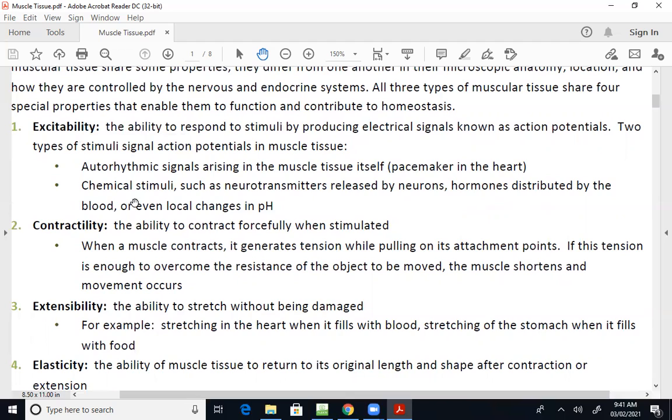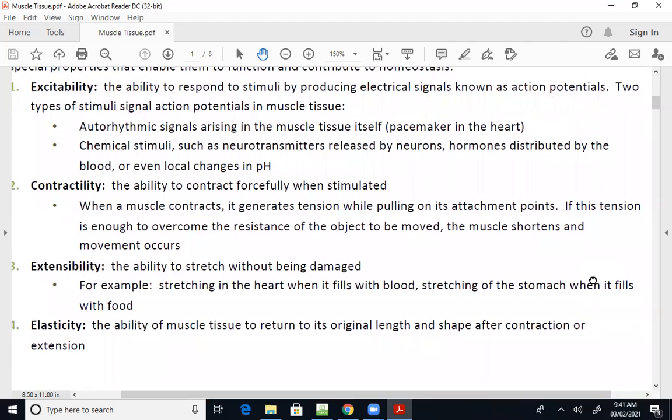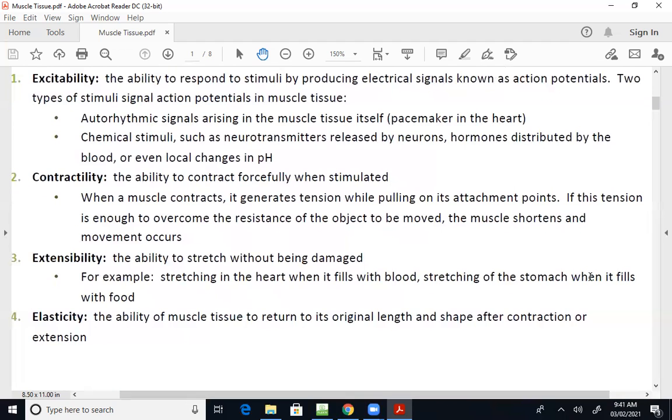When we talk about contracting skeletal muscles, we have to excite them. Typically, we're dealing with chemical signals known as neurotransmitters released by neurons, like acetylcholine. Could even be hormones distributed by the blood, or even local changes in pH as well. And I just mentioned that when a muscle cell gets excited, it contracts, which contractility literally is stating, the ability to contract forcefully when stimulated.